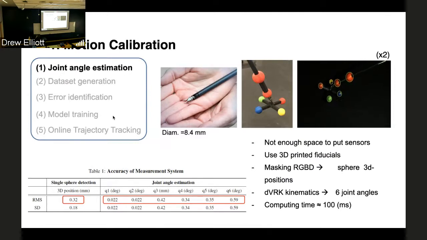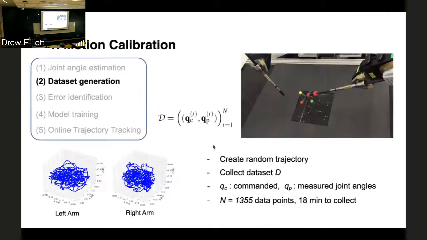And then we know what we're commanding it. So we generate lots of these command pose pairs. Then we try to learn a model to compensate for deviation between the command and the final orientation pose of the tool. And this can be done very fast. We generate a very large data set by essentially randomly moving the system around.